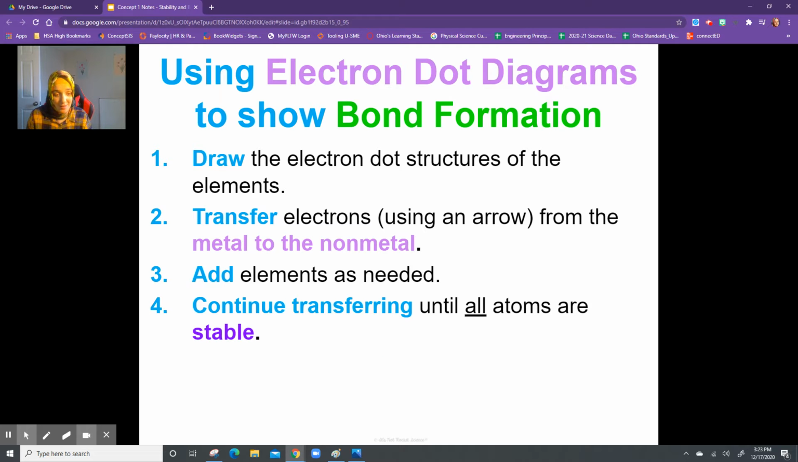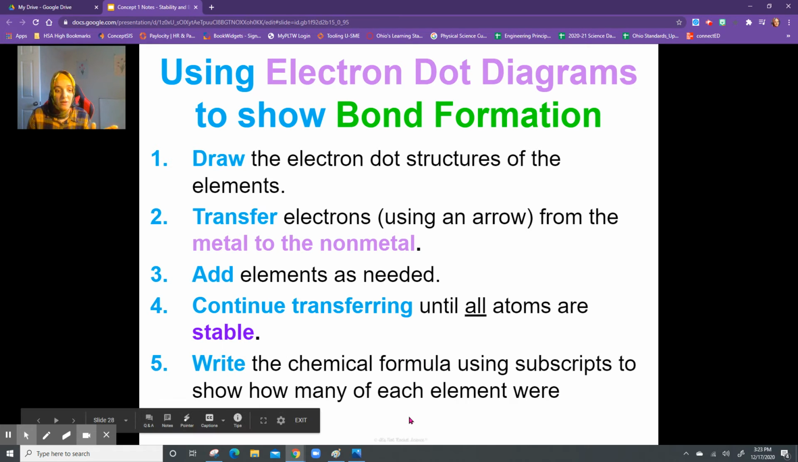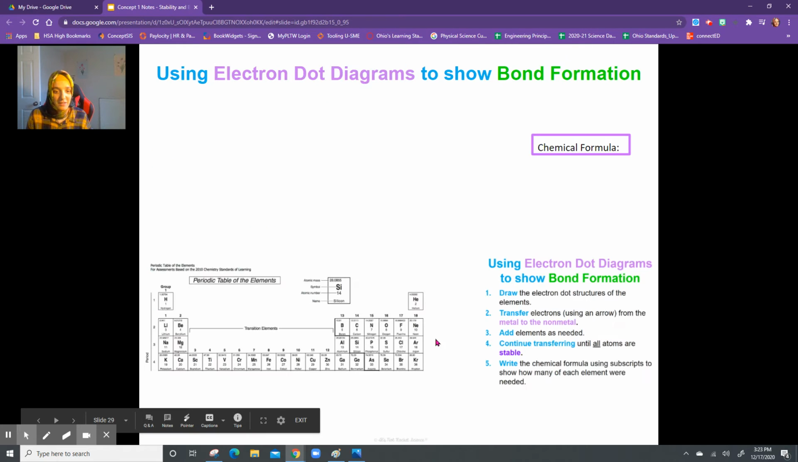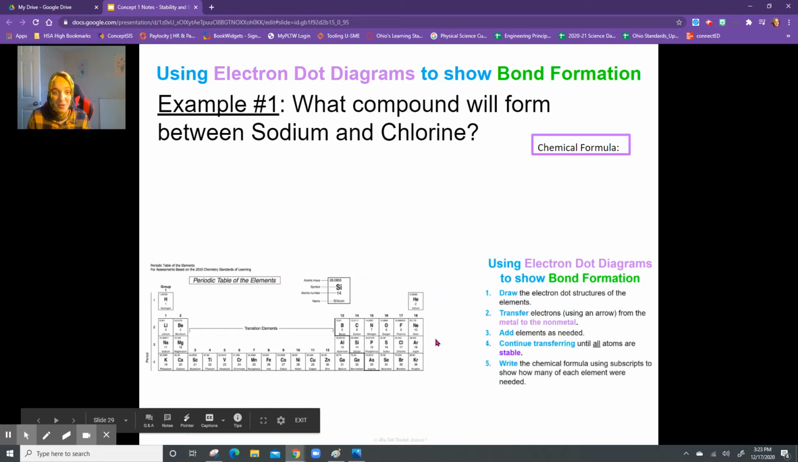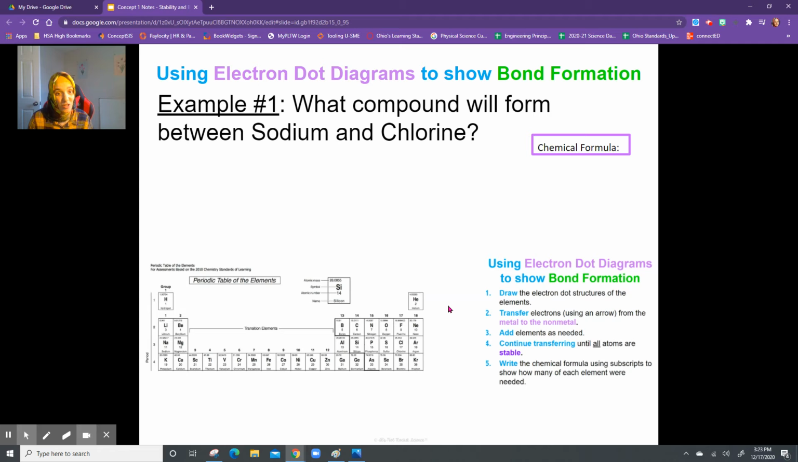And then lastly, as we add elements, we're going to continue transferring until all atoms are stable. We're going to write the chemical formula using the subscripts to show how many of each element you used to make both elements stable. All right, so let's do the first example. What compound will form between sodium and chlorine?